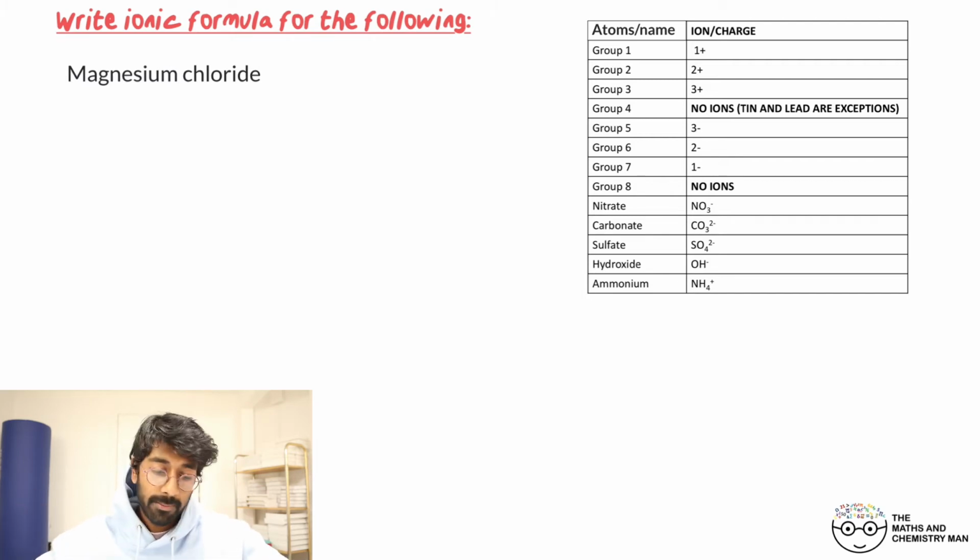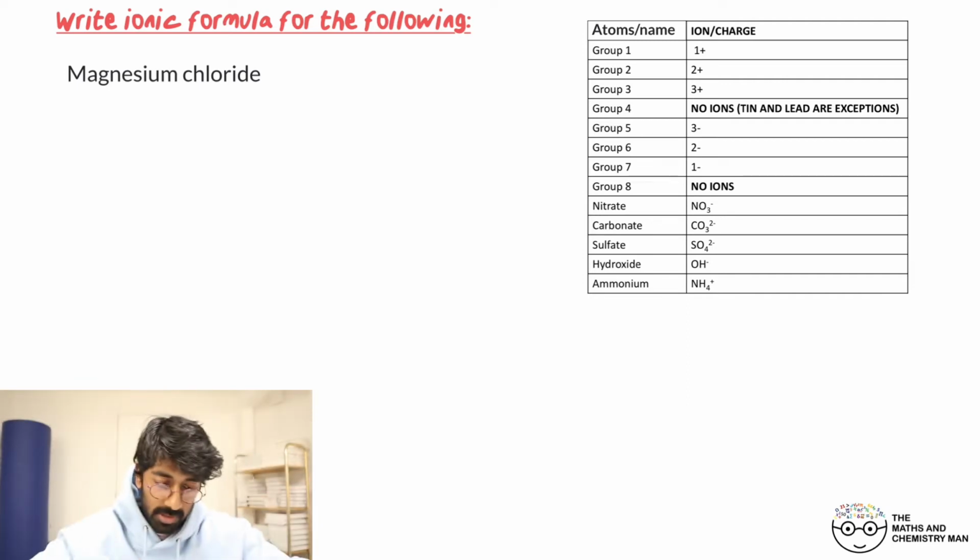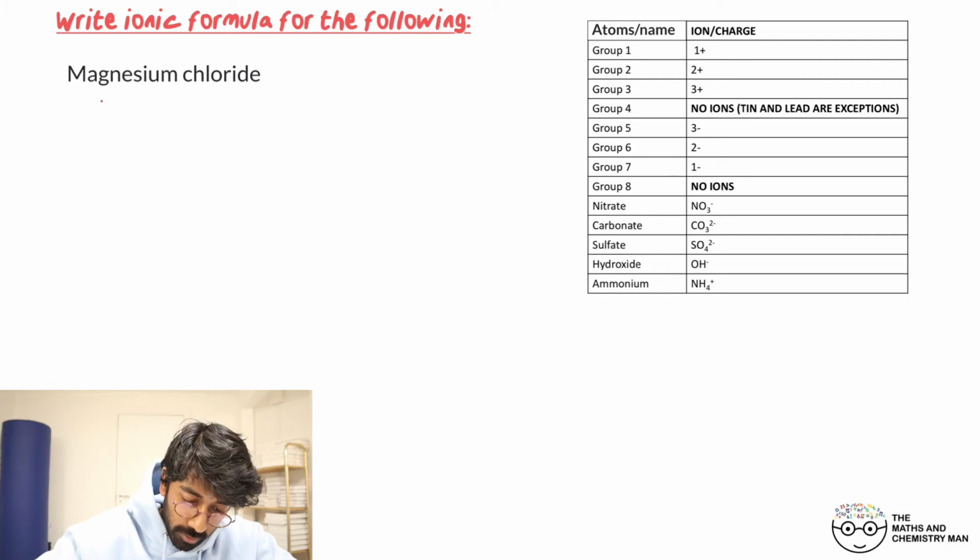Okay, here's another one. So you've got magnesium chloride this time. So you need your periodic table again. Grab one of these. Magnesium, where is it? It's in group number 2. So let's pop that down here. So we've got group 2.